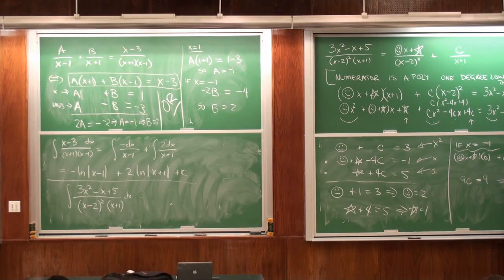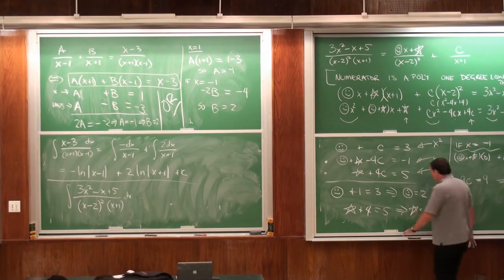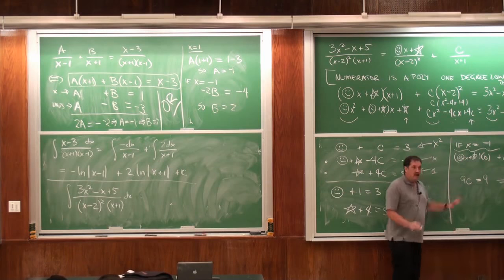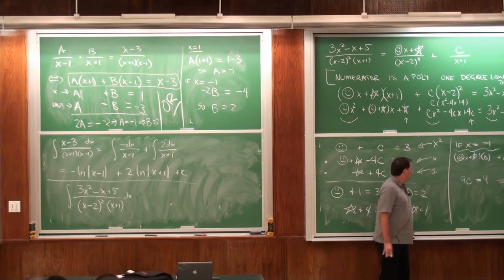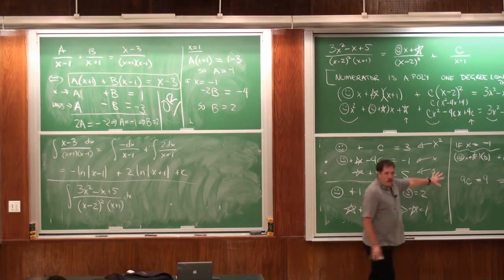Would you like to have d over x minus 2? d will be 0. All right. So let me finish this and then I'll address that. Okay? So are we okay on this?